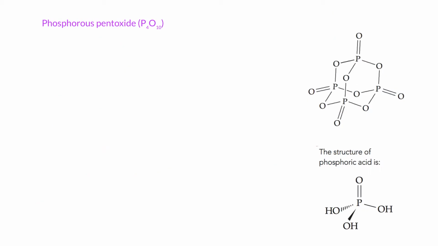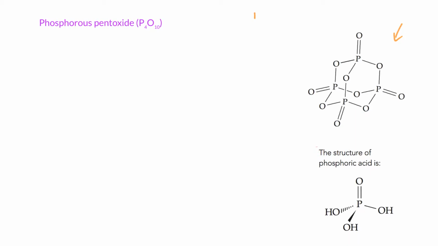Next, we're going to talk about phosphorus pentoxide. Before we move on, you have to know how to draw the structure of it. This is a diagram of phosphorus pentoxide. If you take a closer look, it is more or less very similar to a diamond structure. Again, it is the diamond structure.